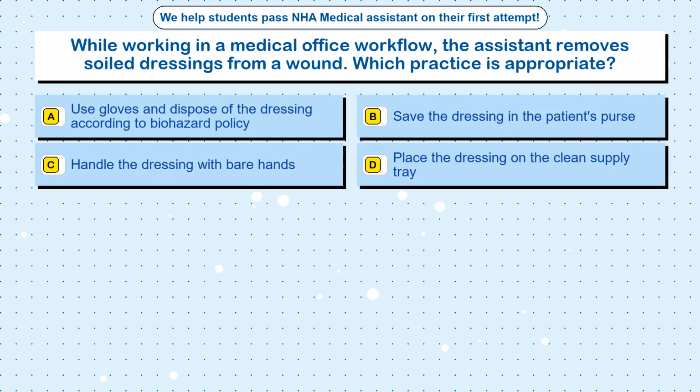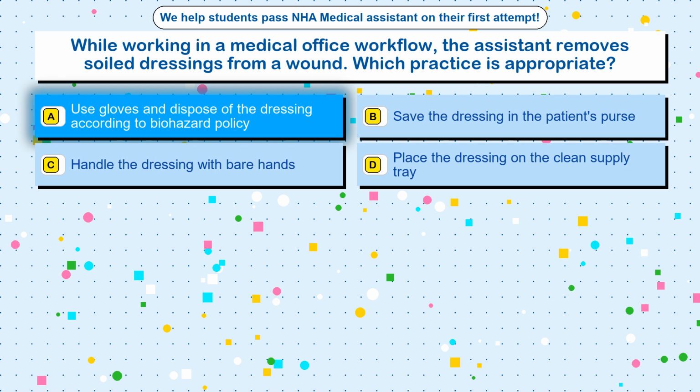Question 81. While working in a medical office workflow, the assistant removes soiled dressings from a wound. Which practice is appropriate? Option A. Use gloves and dispose of the dressing according to biohazard policy. Option B. Save the dressing in the patient's purse. Option C. Handle the dressing with bare hands. Option D. Place the dressing on the clean supply tray. The correct answer is option A. Use gloves and dispose of the dressing according to biohazard policy.